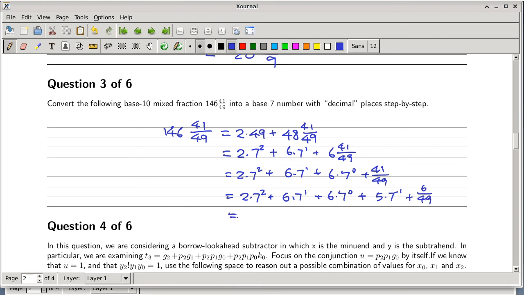Okay. So now this becomes 2 times 7 to the power of 2, 6 times 7 to the power of 1, 6 times 7 to the power of 0, 5 times 7 to the power of negative 1, and then 6 times 7 to the power of negative 2. So we can say this is now 266.56 in base 7. It's basically the reverse of the previous question. Yes, so is that exact? It is exact. Yes, it is exact.